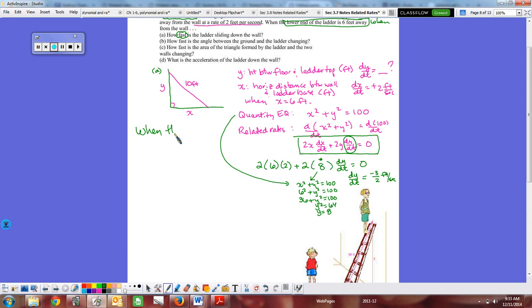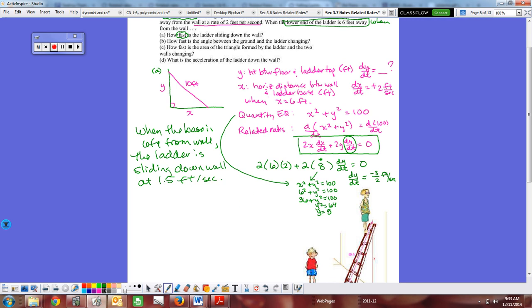When the base is 6 feet from the wall, the ladder is sliding, let's do down, so I don't have to, sliding down the wall at 1.5 feet per second. There we go. We've answered the question for A.